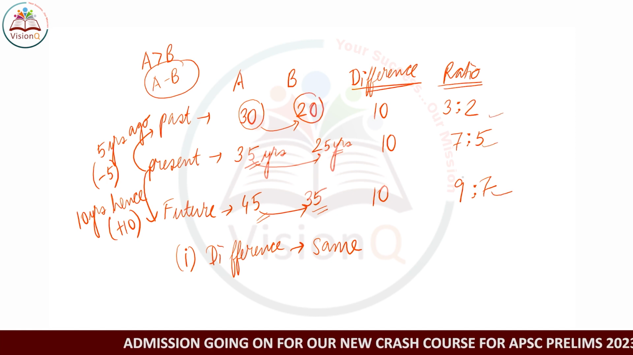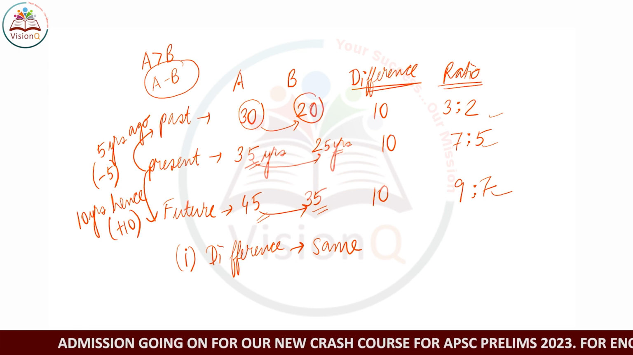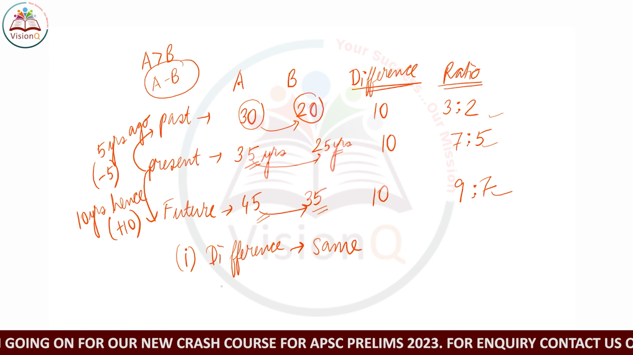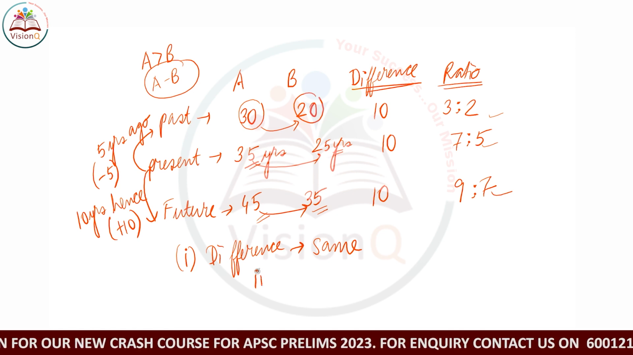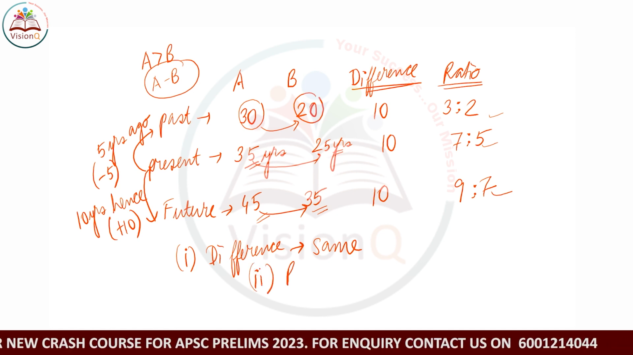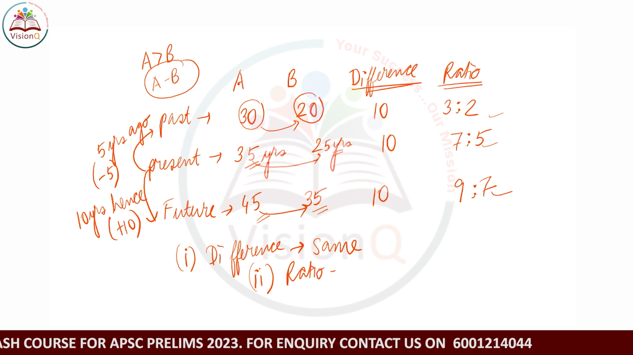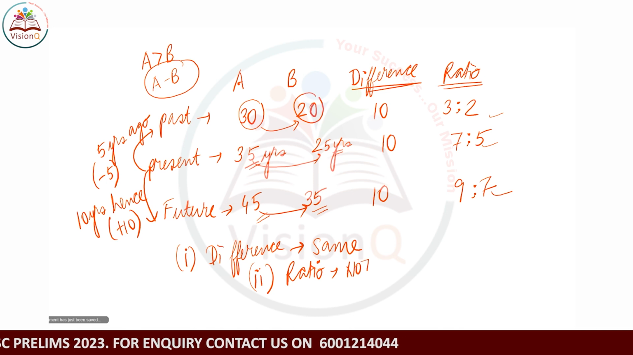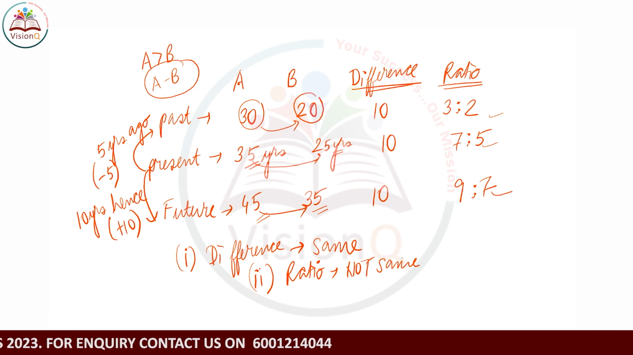At every point of time, maybe in the past, in the present or in the future, the ratio of the ages is not the same. The first point was that the difference is always the same between the ages of two persons. But the ratio of their ages at past, present or future is not the same. Now see the third conclusion.